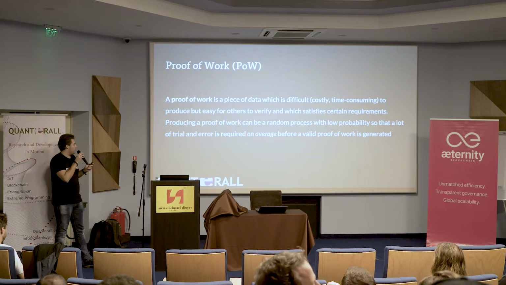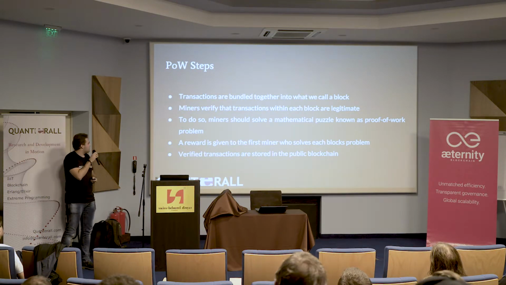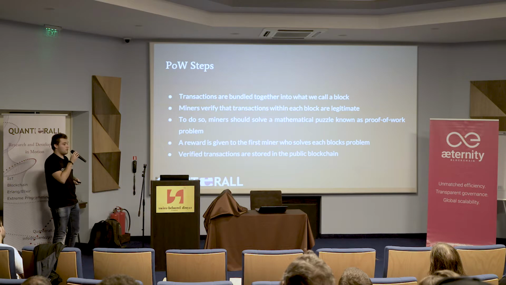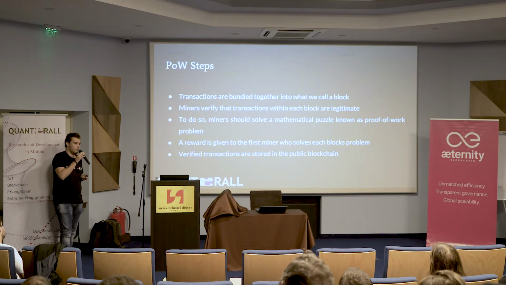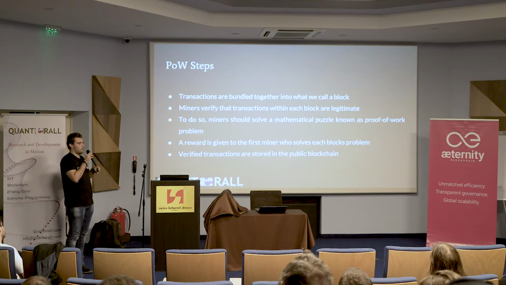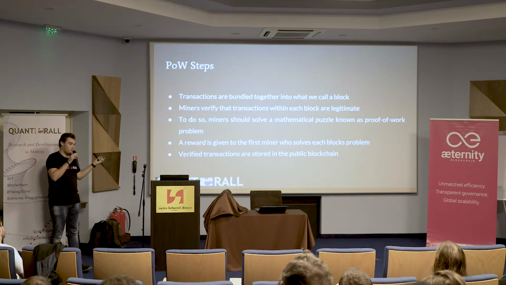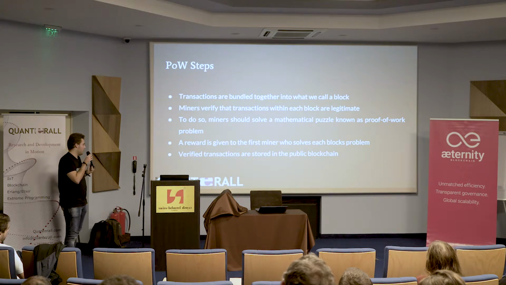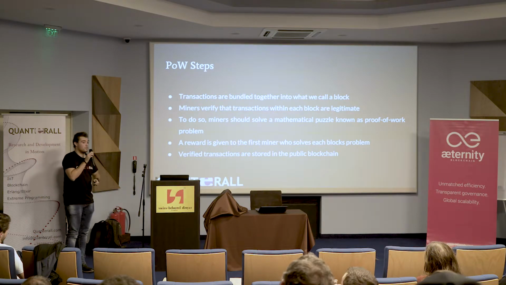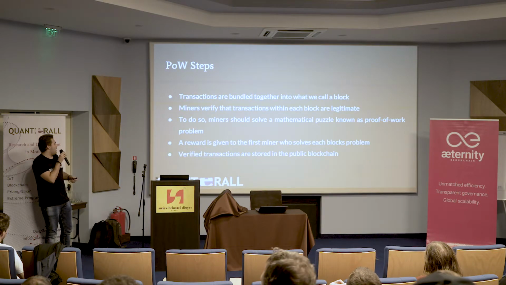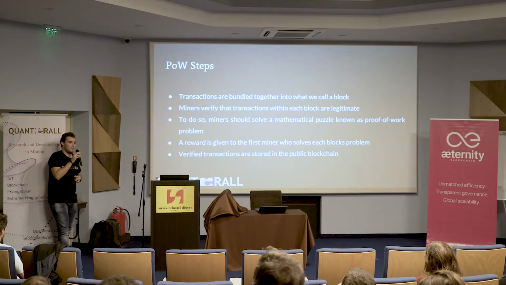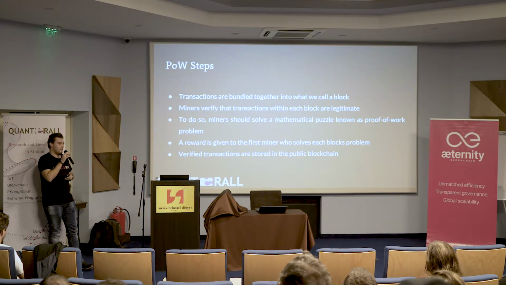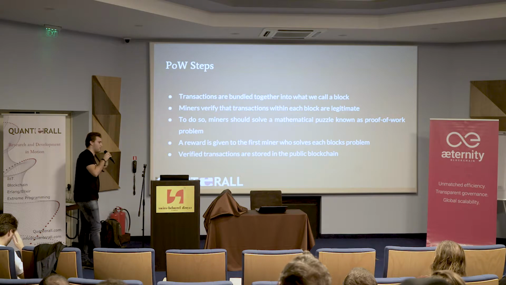What are the steps in the proof of work? First, the transactions are bundled together into what we call a block. Then miners verify that the transactions within each block are legitimate. To do so, miners should solve a mathematical puzzle known as proof of work. A reward is given to the first miner who solves this problem, and then the verified transactions are stored in the public blockchain. What is so special about this mathematical puzzle? Well, it's asymmetrical. It's very hard to solve, but very easy to verify.